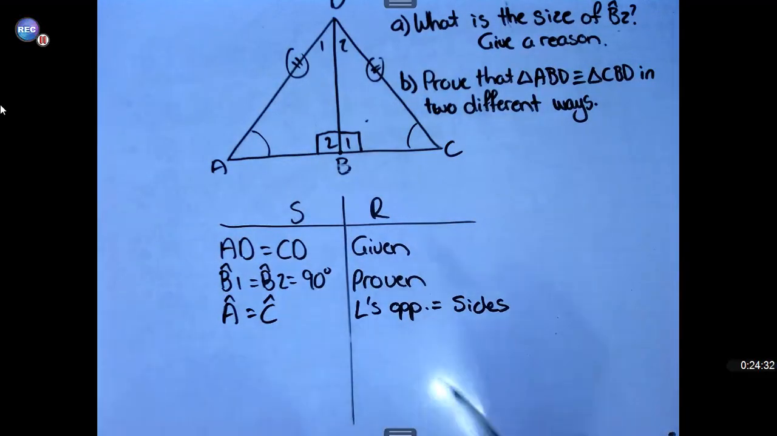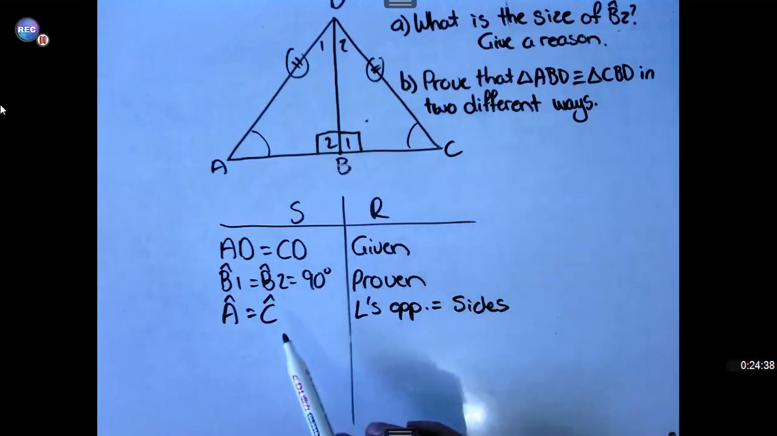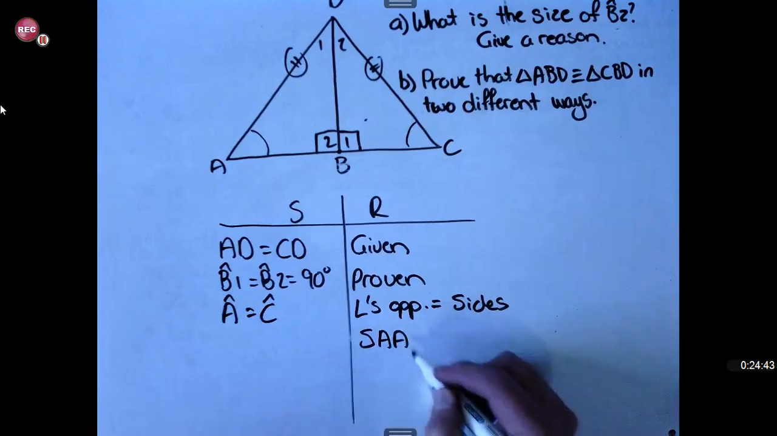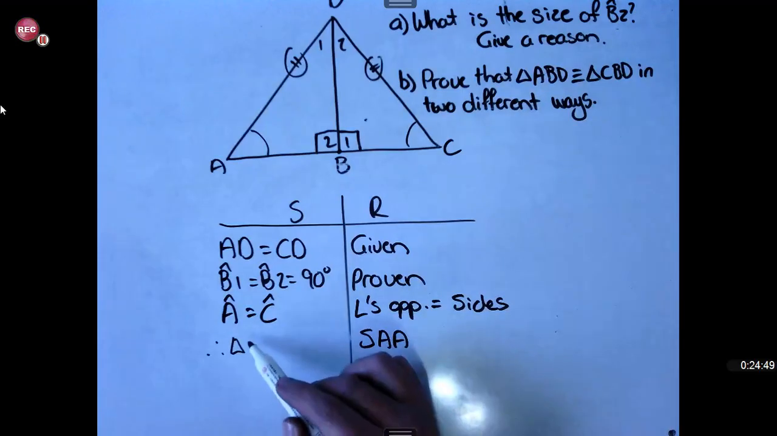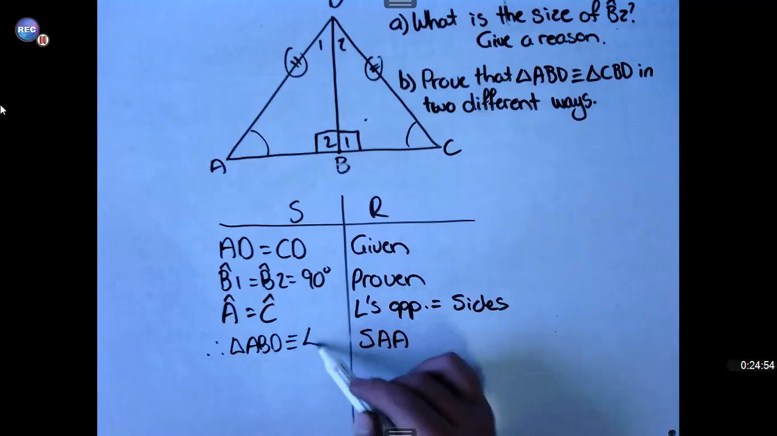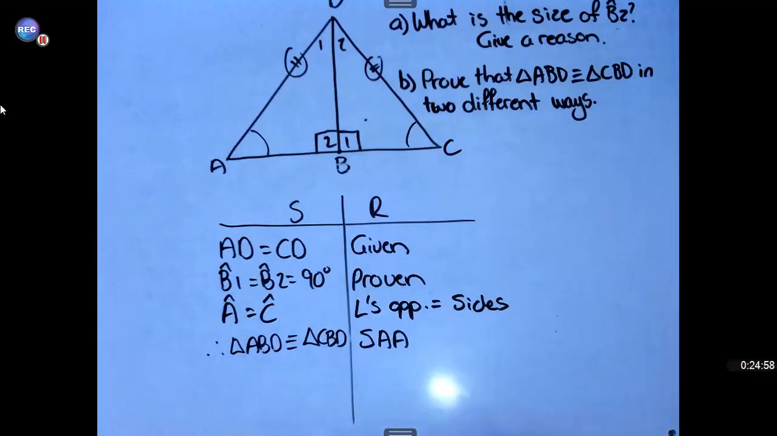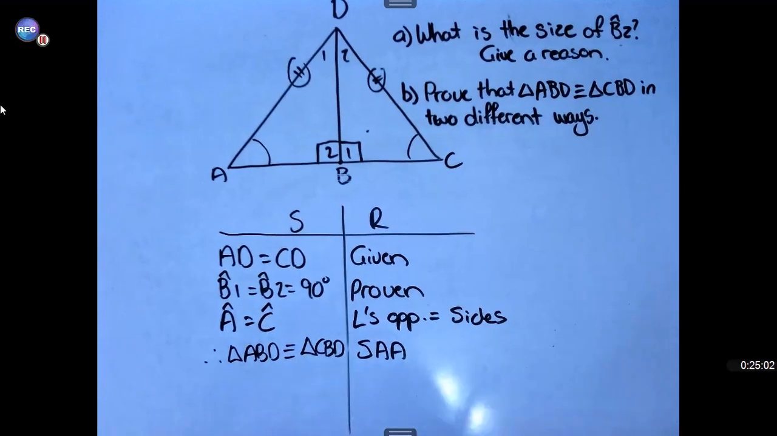Okay, so carrying on with the question, you've done your three facts. So the method that was used was the SAA method, side angle angle. Then therefore, triangle ABD is congruent to triangle CBD. And that is it. You've answered both the questions that they asked you to answer.